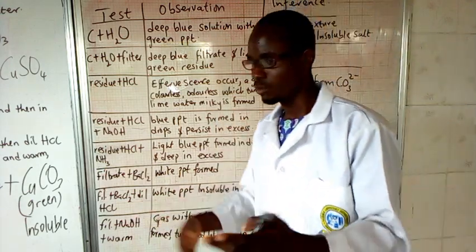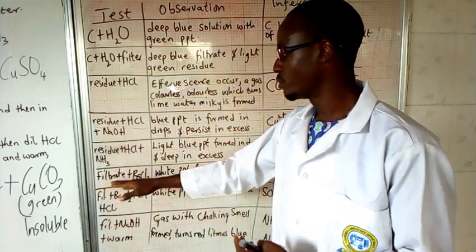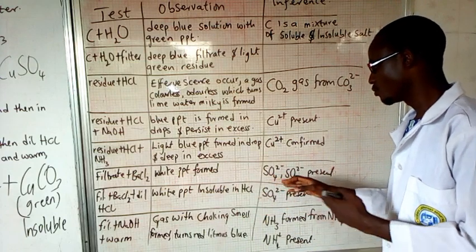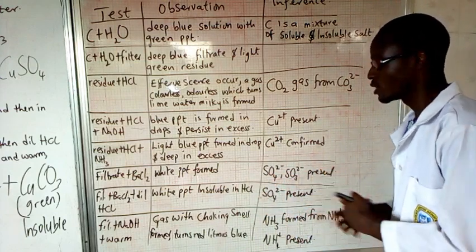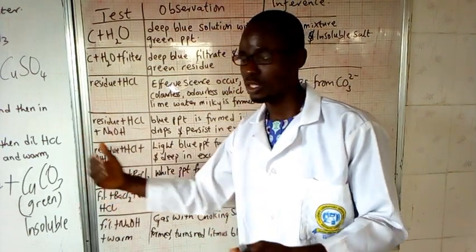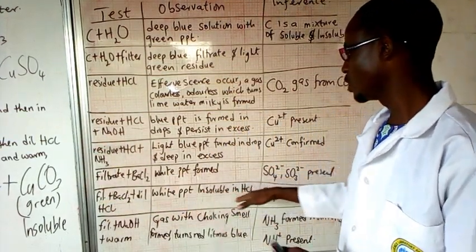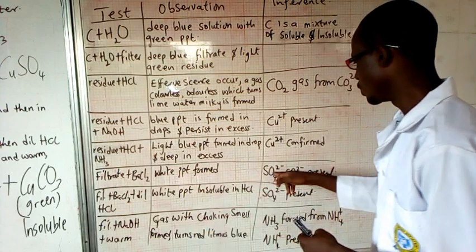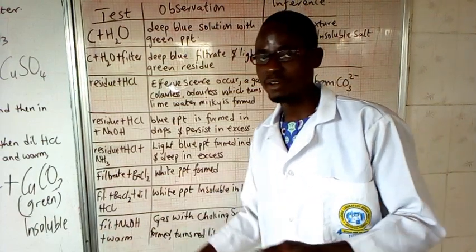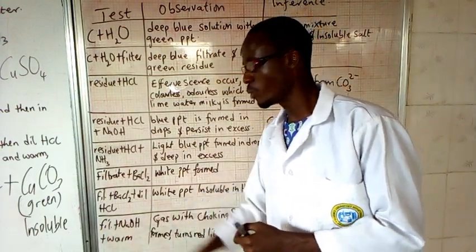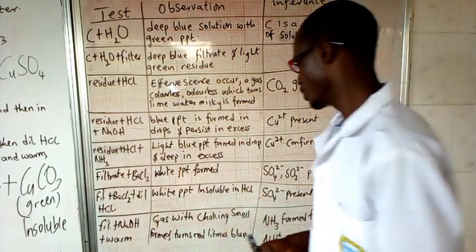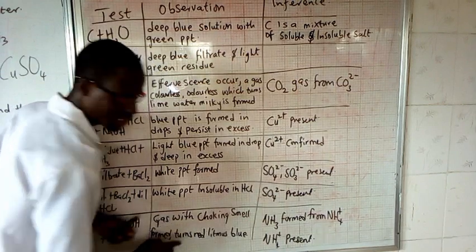Then to the filtrates, we added filtrate plus BaCl2, we have white precipitate formed, and we suspected SO4 2- and SO3 2-. Later we added dilute HCl to the initial mixture, then we have white precipitate insoluble. Once insoluble, SO4 2-, the sulfate ion, is confirmed. Thereafter we have filtrate plus sodium hydroxide. Though I didn't actually write what we observed, I think we have a blue gelatinous precipitate.